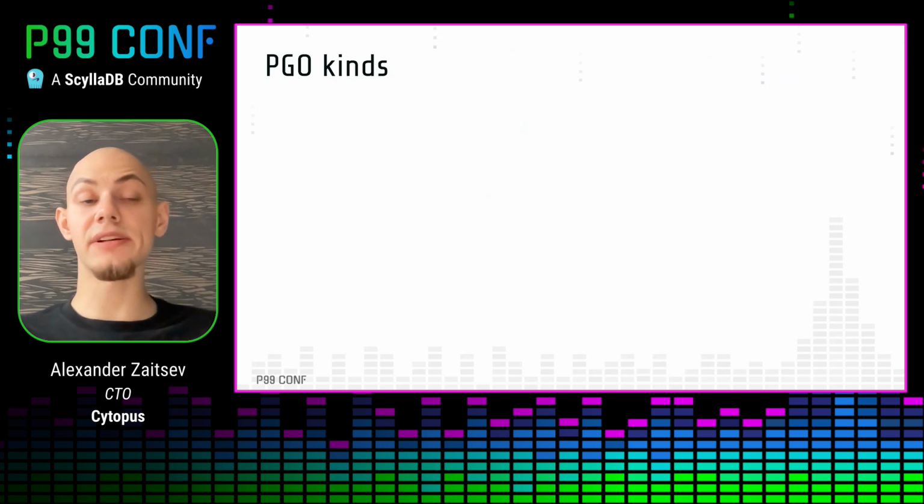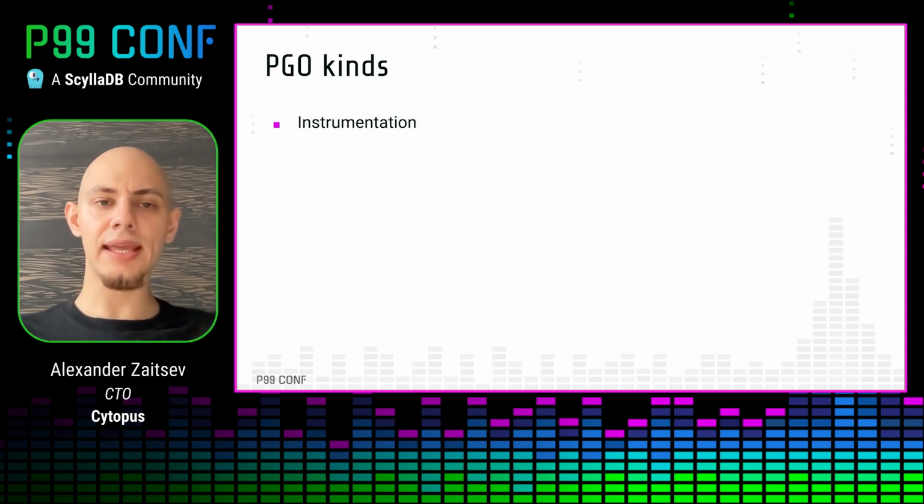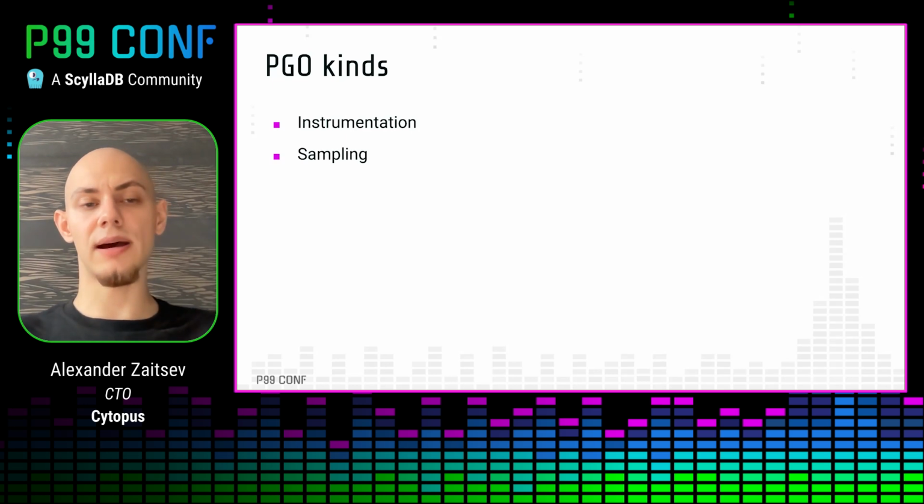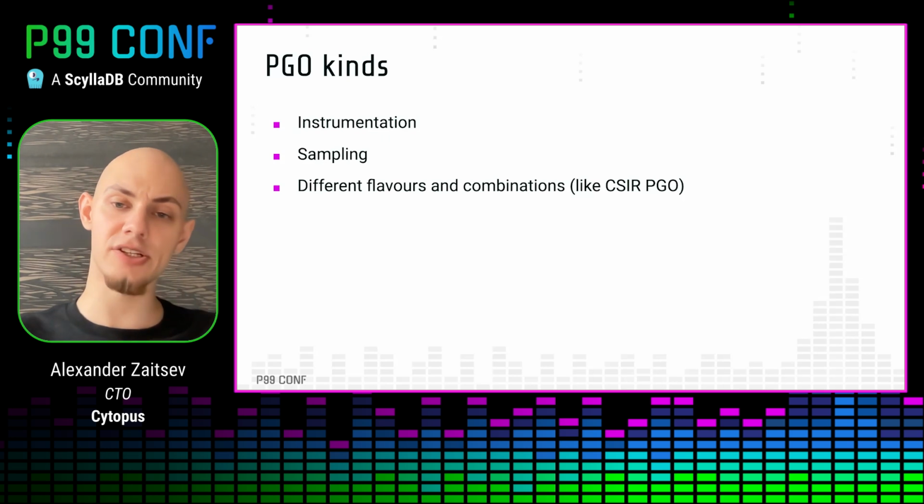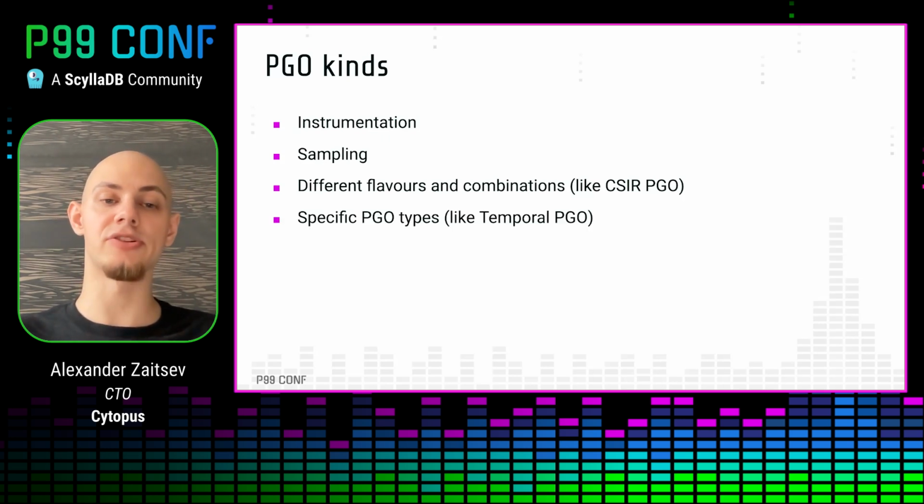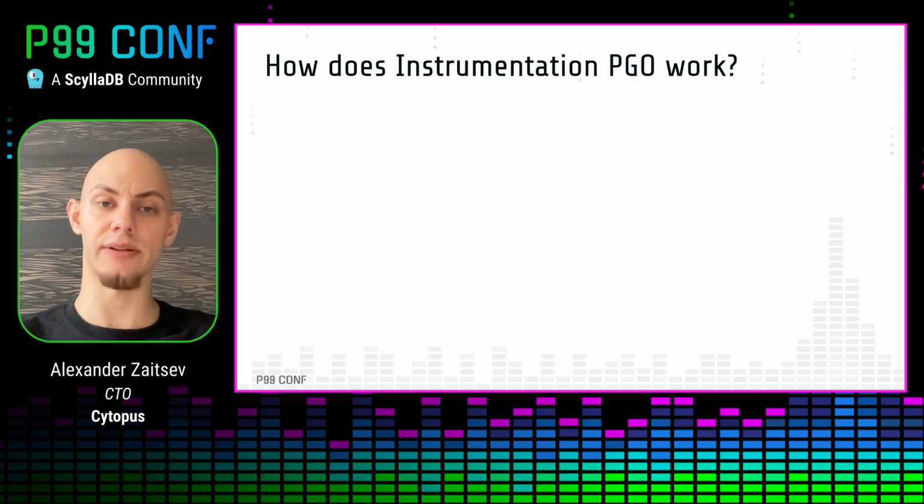That's it. There are different PGO kinds nowadays. The most basic one is instrumentation PGO that was first implemented and could be found in most compilers. The more advanced version is called sampling PGO. We will talk briefly about these two kinds of PGO in this talk. There are different flavors and combinations of them, like context-sensitive intermediate representation PGO, which is a fancy modification of instrumentation PGO, like context-sensitive sampling PGO, and so on, and some really exotic PGO types like temporal PGO. We will not talk about it for today. But for example, this temporal PGO is used for optimizing startup time of an application. So let's start from the most basic one, from the instrumentation PGO.